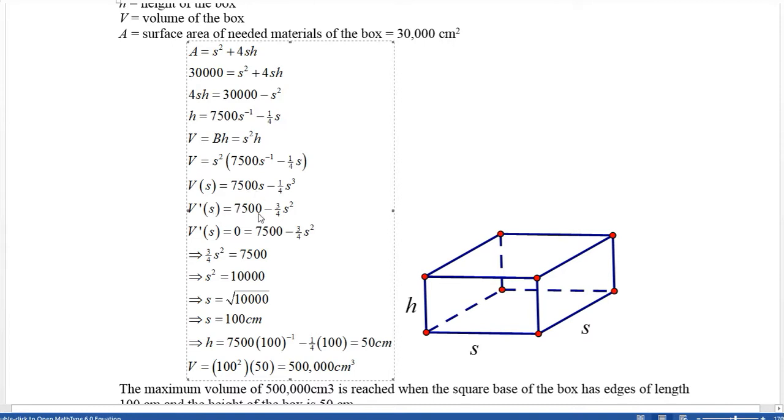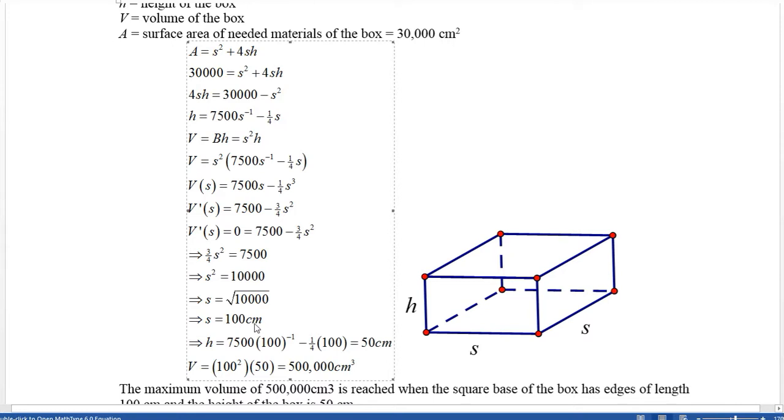This part here is just 7,500 since that's linear. And this is 3 times negative 1/4, which is negative 3/4, and the power goes down to 2. So the derivative is pretty easy there, it's just a polynomial. Set the derivative equal to 0 and solve. Add 3/4 S squared to both sides, then multiply both sides by 4/3, which gives us 10,000. Then take the square root. S is plus or minus the square root of 10,000, but S cannot be negative in this context. So S is the positive square root of 10,000, which is 100.